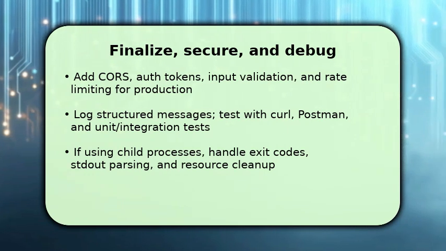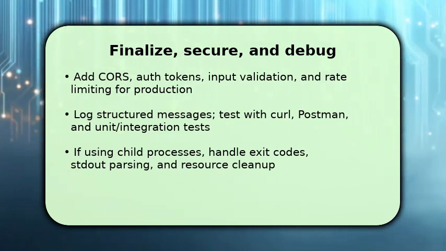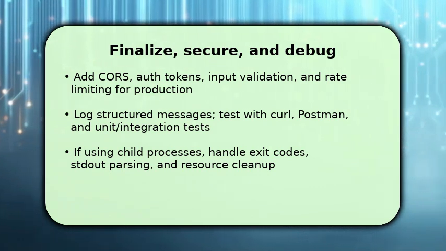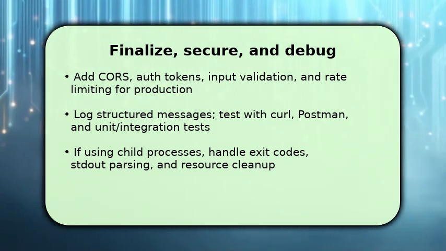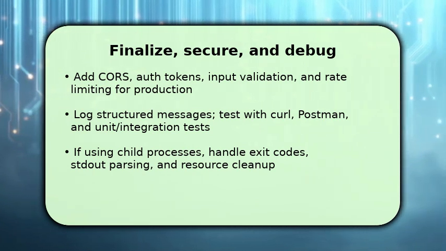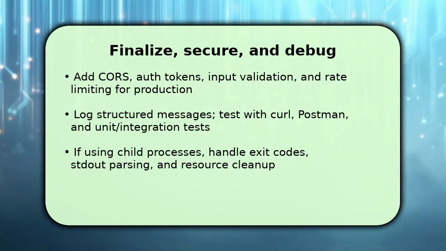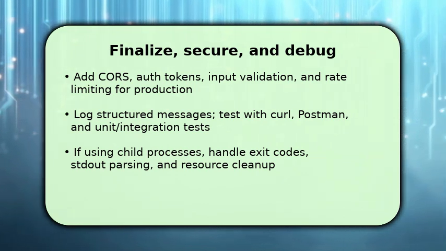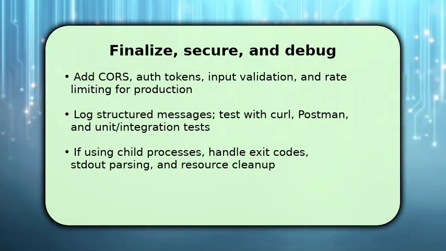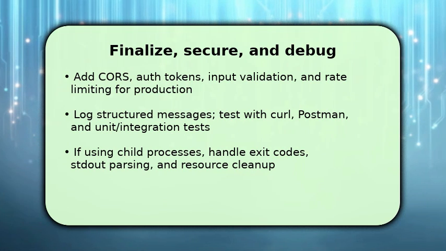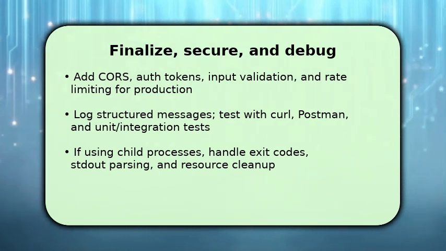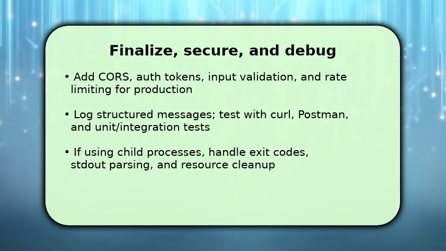To finish, harden and verify the connection. Add CORS when calling between origins, require tokens or API keys for auth, and validate inputs to prevent injection. Once done, write tests and use curl or Postman to reproduce flows. Add logging with timestamps and structured JSON for easier tracing. If you spawn Python from Node, capture stdout/stderr and respect exit codes, and ensure you kill orphan processes. Troubleshooting tip: if no response appears, check ports, firewall, CORS, and whether the Python event loop is blocked by synchronous code.